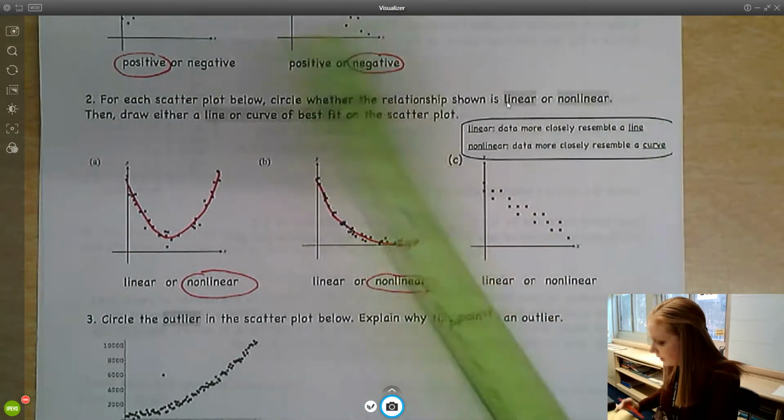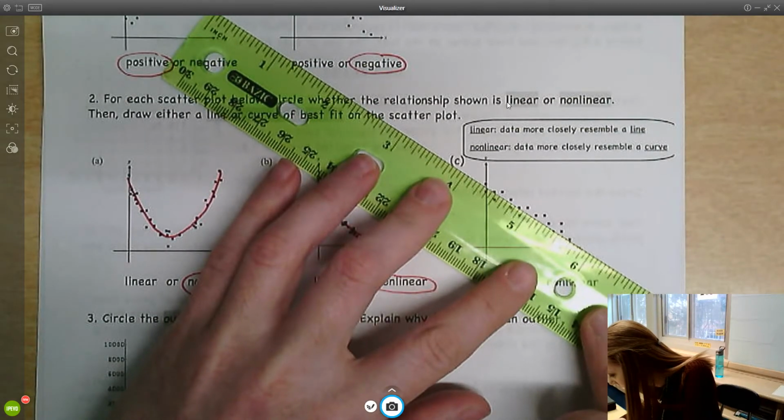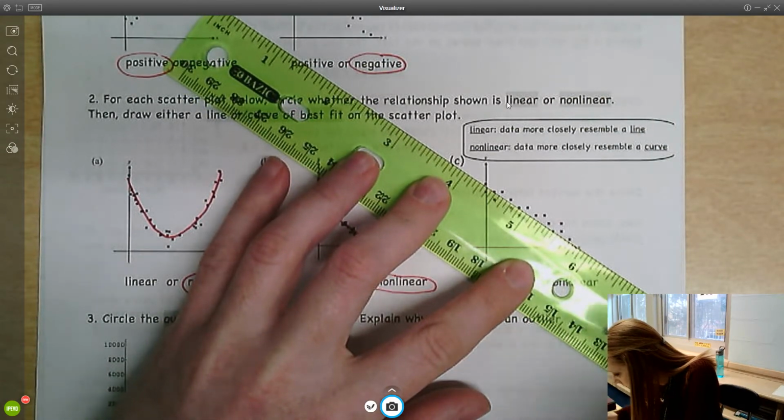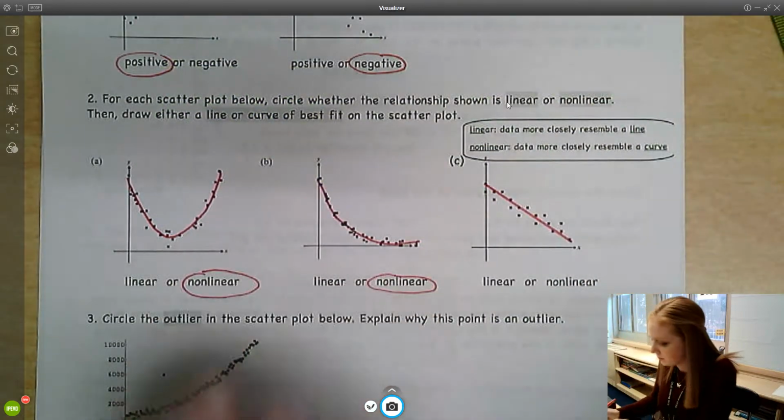And this one looks like we can draw a straight line of best fit right through about the middle of our points, making it linear.